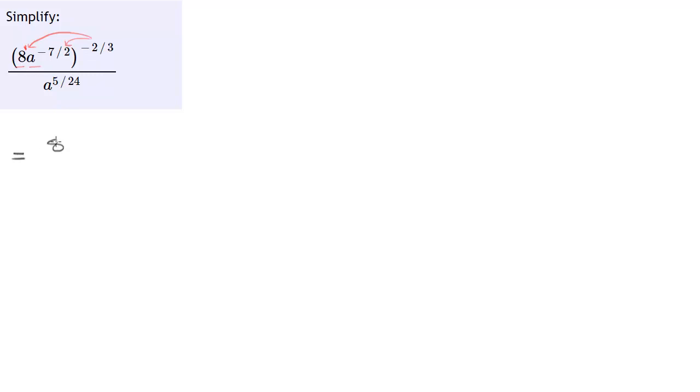And so what I'll get here when I apply this negative 2/3 is I will get 8 to the negative 2/3 times a to the positive 7/3. And that's all over this a to the 5/24.